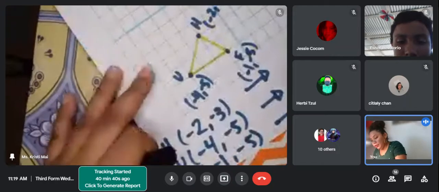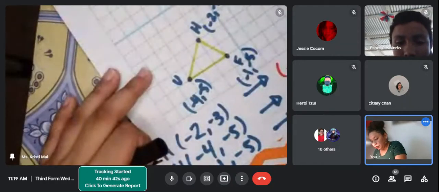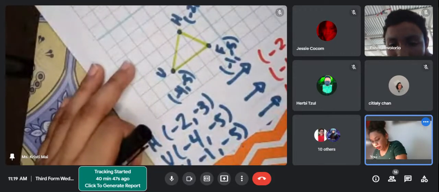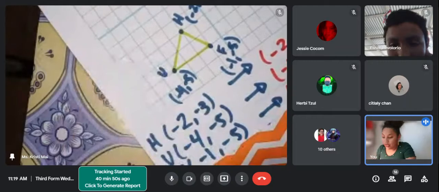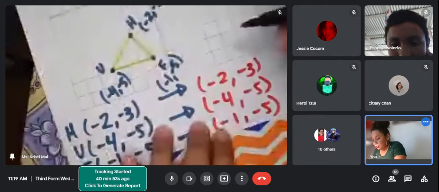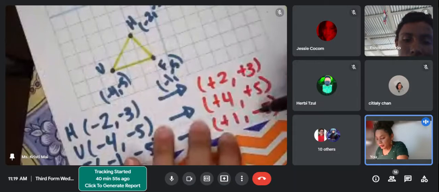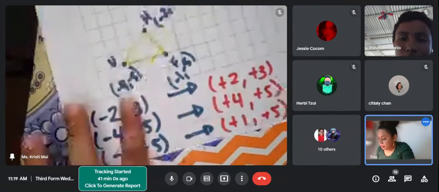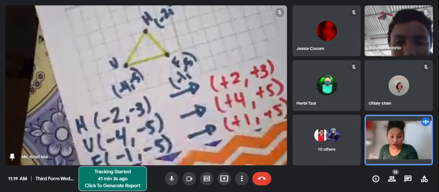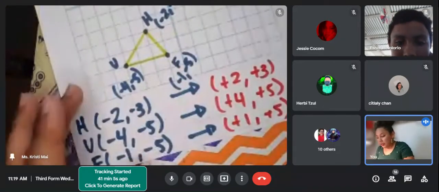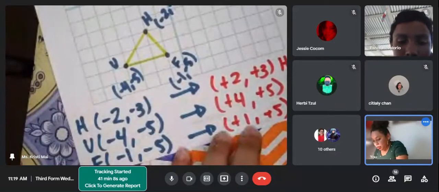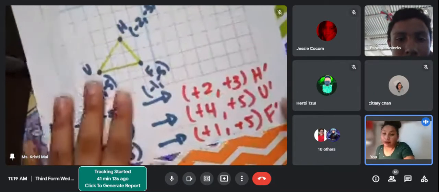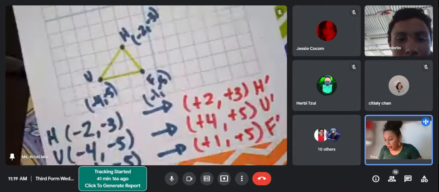I'm going to write the same thing. And I want the opposite of all of these points, right? And the opposite of them will just be making everything positive, right? So the negatives become positives now. So I'm doing the inverse of the points. So then these are the ones that I'm going to plot. This will be H1, U1, and F1, right? So these are the points that I'm going to plot here. So I'm going to begin with that.